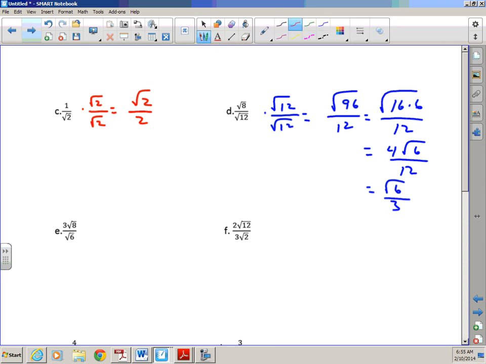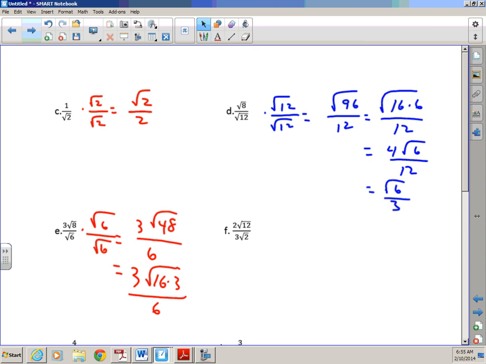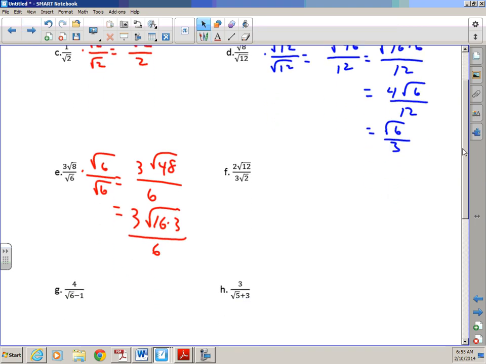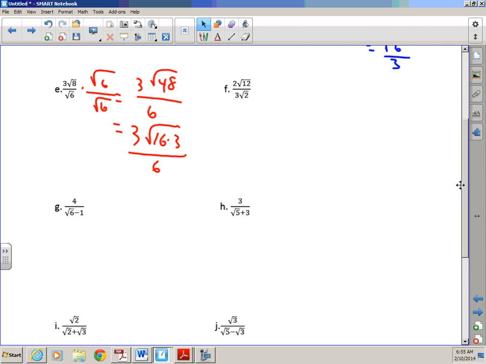Continuing on, we're going to multiply by radical 6 over radical 6. 3 radical 48 over 6. 3 radical 16 times 3 over 6. Just move this so I have a little bit more room, which is 12 radical 3 over 6, which is 2 radical 3.